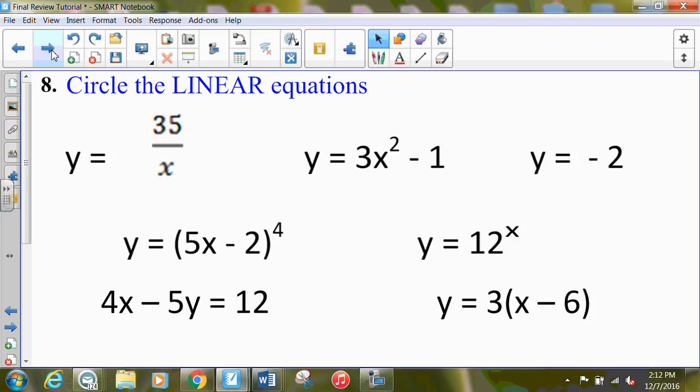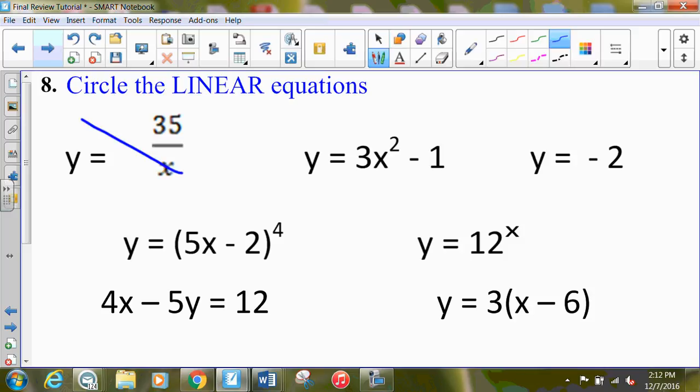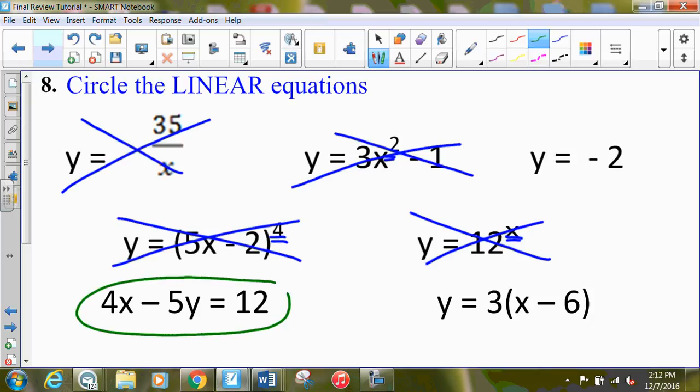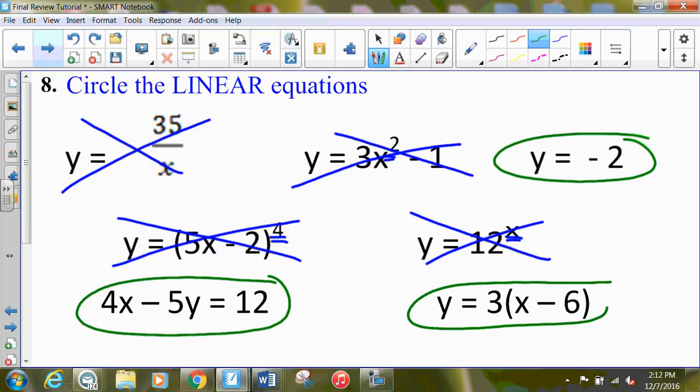Okay, circle the linear equations. Once again, we do better, I think, when we x out the ones that aren't linear. X in the denominator, no. Oh, fourth power, no. Second power, no. X as an exponent, no. All right, let's look at the rest of it. This is nice, a linear equation in standard form. This is one of those linear equations that, if we graphed it, would be straight up and down. And here's a nice linear equation as well.